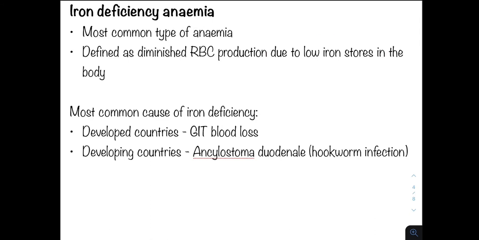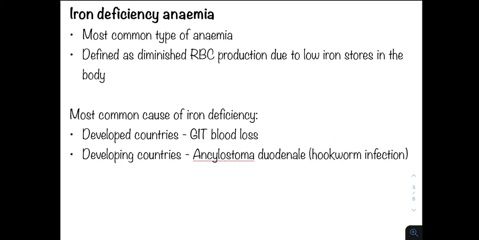The most common cause of iron deficiency anemia in developed countries is gastrointestinal blood loss, whereas in developing countries it is a hookworm infection. Now, hopefully you still remember the iron physiology that we have discussed in part 4 of the Red Cell series. If not, please go back and have a listen, as this will make more sense to you if you understand the basic physiology of iron.